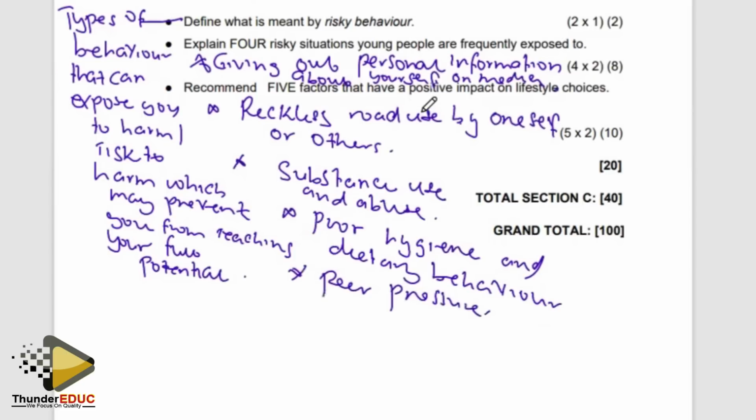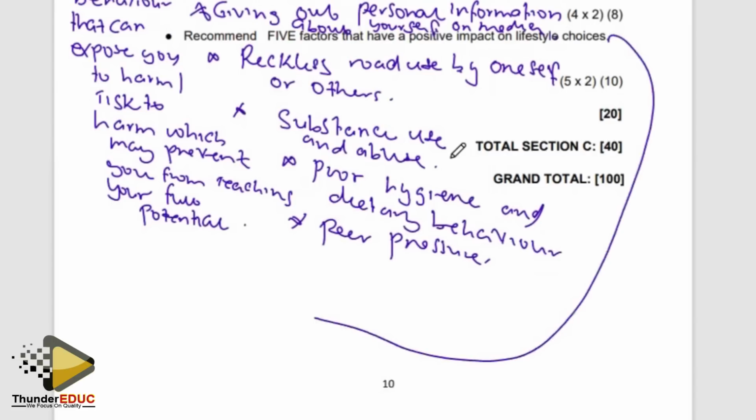Okay, recommend 5 factors that have a positive impact on lifestyle choices. The answers here, you talk about positive role models. For example, a person who can inspire and motivate you to make healthy and useful lifestyle choices. A person who is a good example to others. People admire such a role model and want to imitate his or her actions.